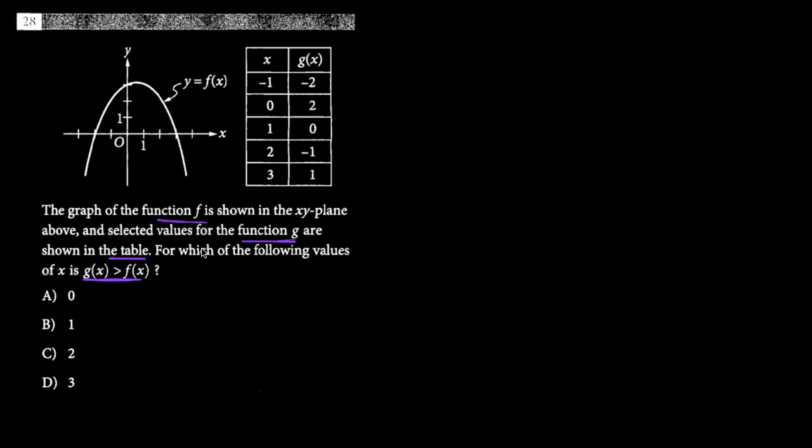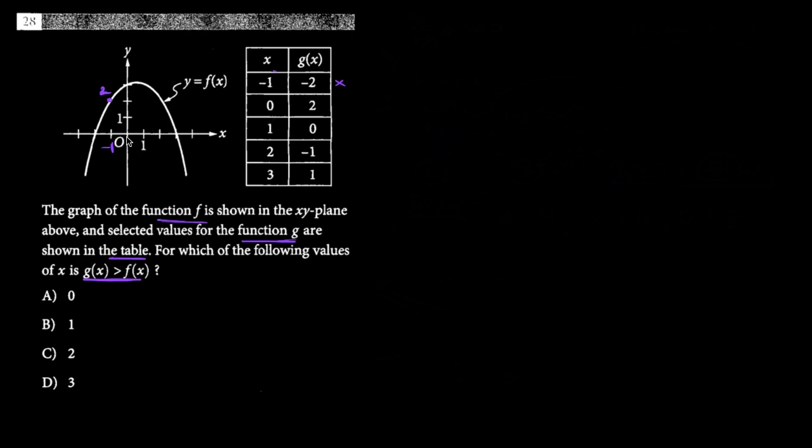Okay, this is a straightforward question. We can just go through each of the x values in both the graph and the table and see where g of x is greater than f of x. Okay, so let's start with minus 1. Well, when x equals minus 1, g of x equals minus 2. If you look at the graph, when x is minus 1, f of x is around, let's say, around 2, right? And so here, f of x is greater. And so minus 1 is obviously not the answer.